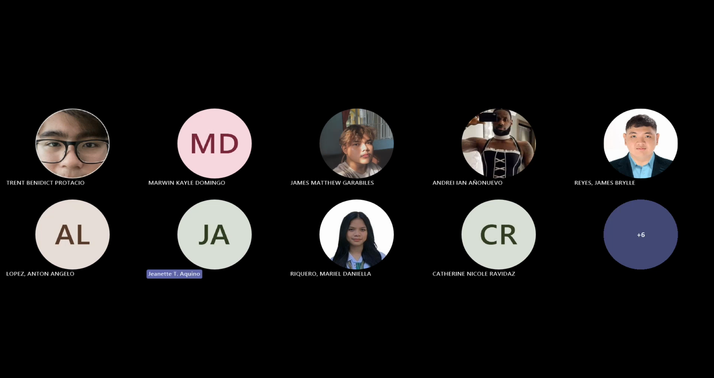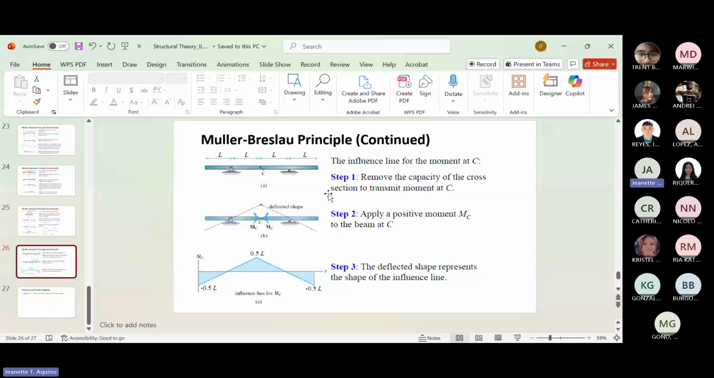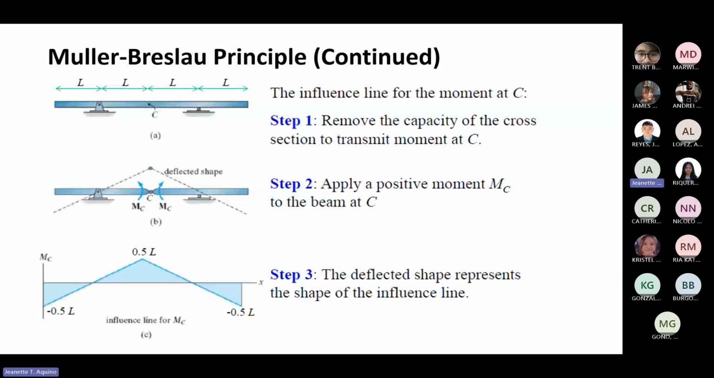Okay, so we go to this first before we. This one is easier. To solve, we'll go back to question number 5. We'll use this Muller-Breslow principle, which will be much easier compared to the other.